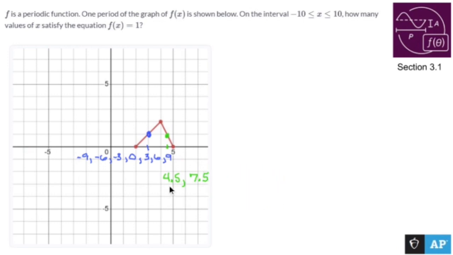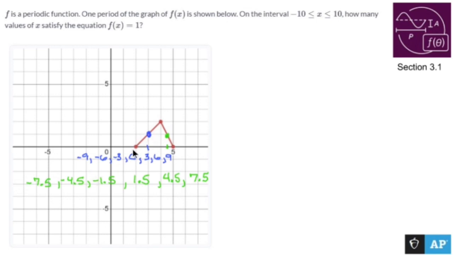Now let's go backwards. At 1.5 it'll happen again. -3 is going to be -1.5, it'll happen again. -4.5, it'll happen again. -7.5, it'll happen again. -10.5, it'll happen again. But that's all that we care about because we're not going beyond -10.